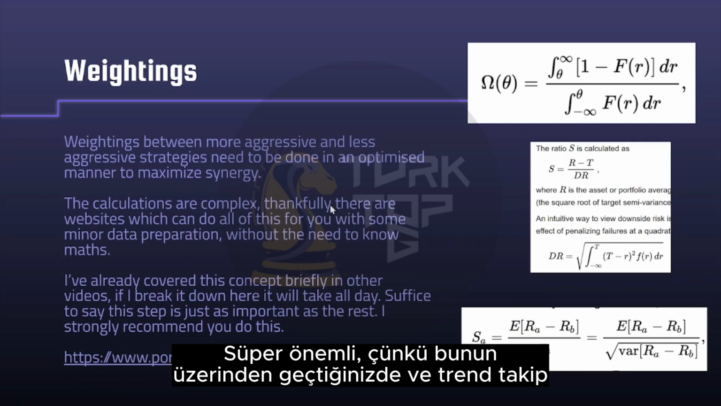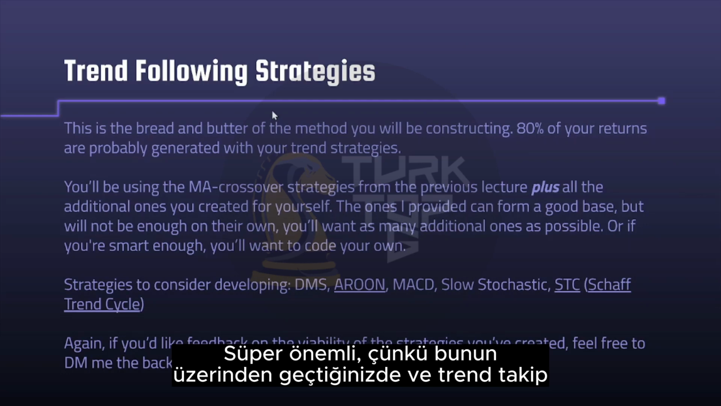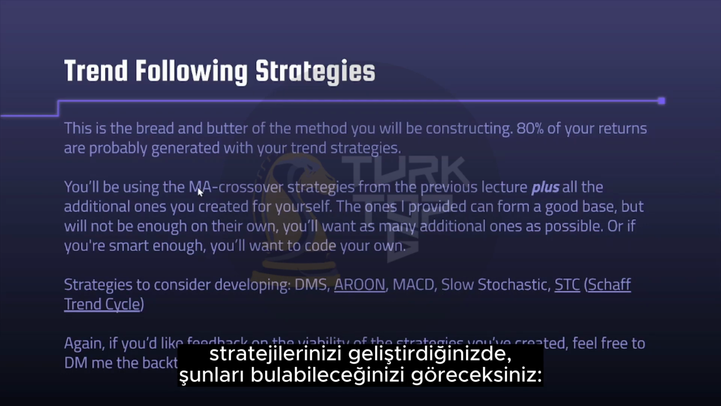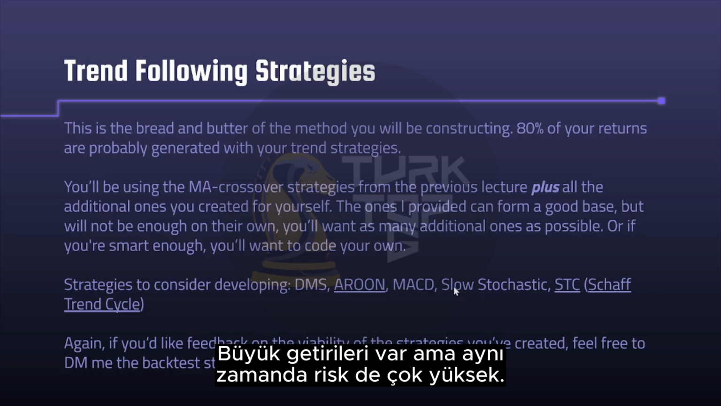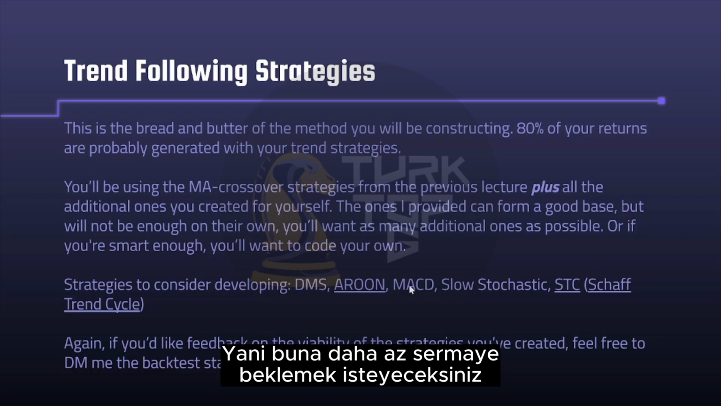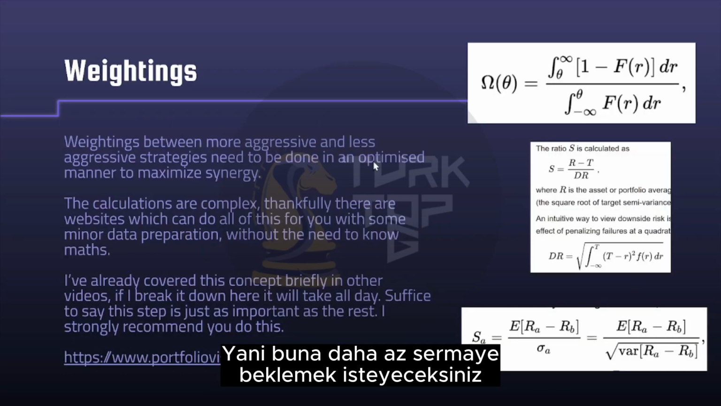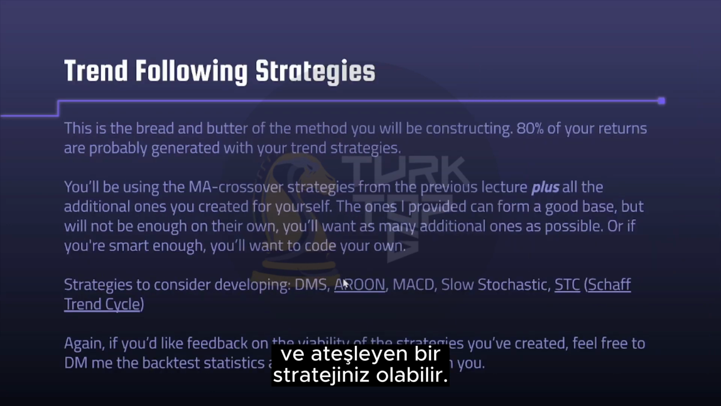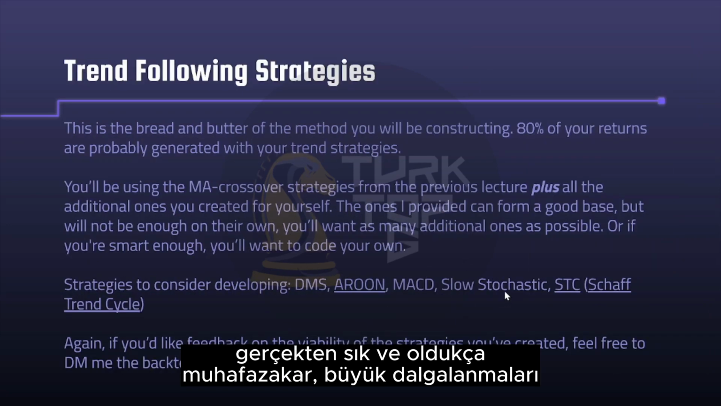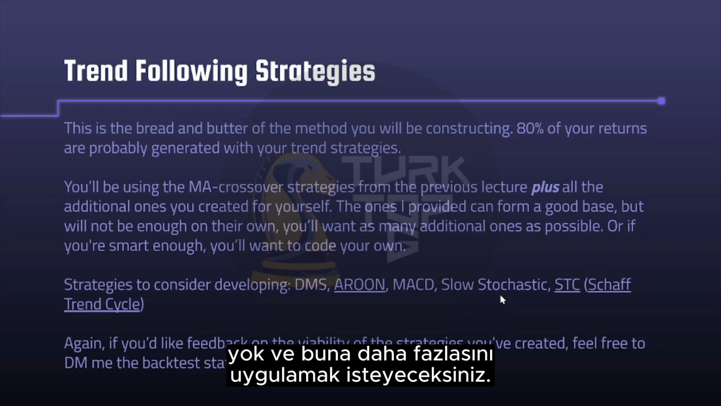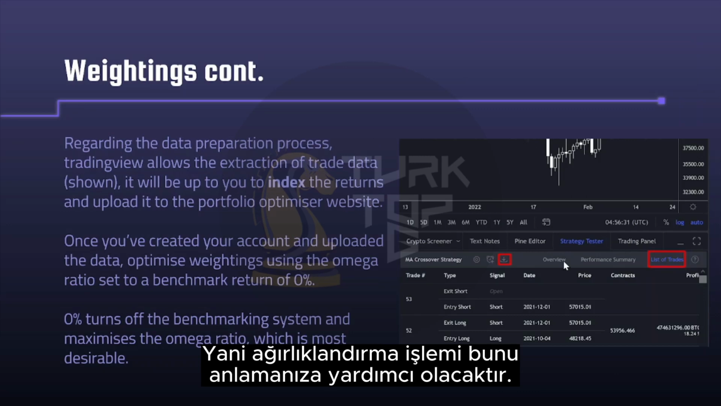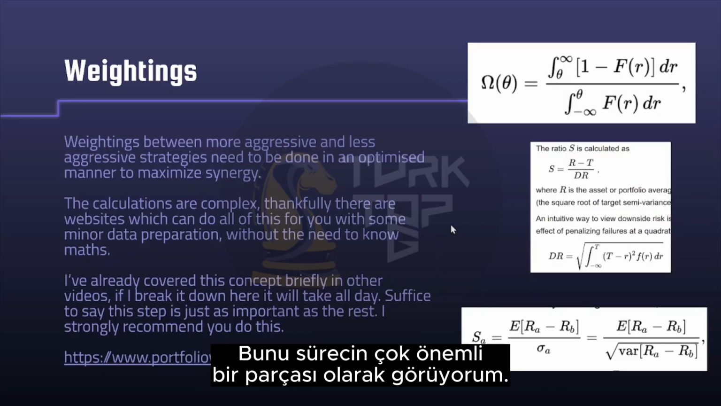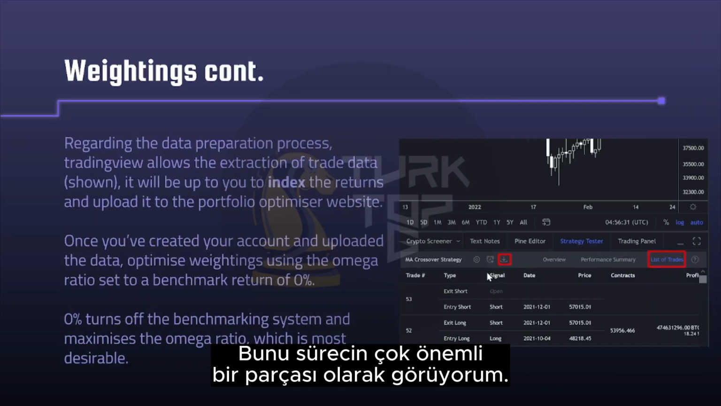Super important, because you will find that when you go through this and you develop your trend following strategies, you may find one of these strategies is an absolute slapper. Like, it's got massive returns, but also the risk is super high as well. So you will want to weight less capital to that one, and you may have a strategy that fires really often and is quite conservative, doesn't have massive swings, and you'll want to apply more to that. So the weightings process will help you understand this. I would consider this a very important part of the process.